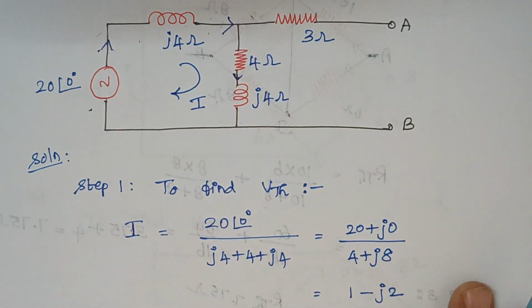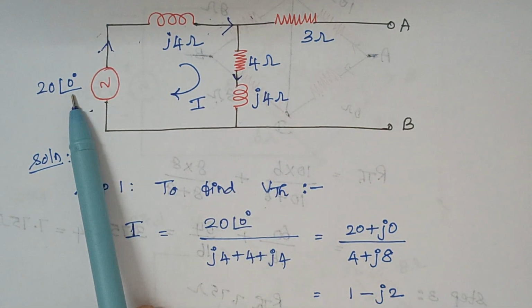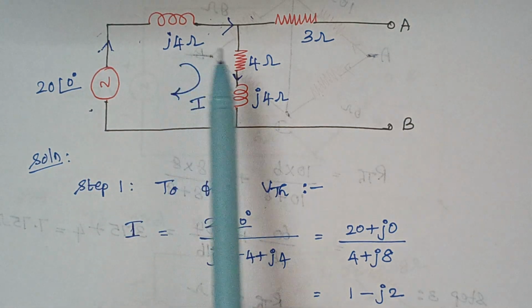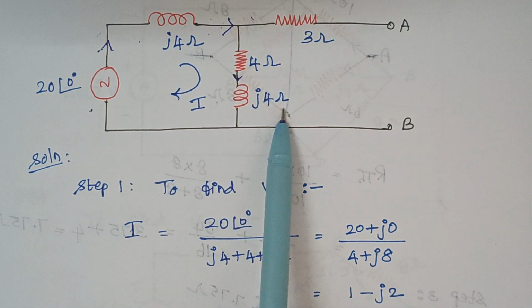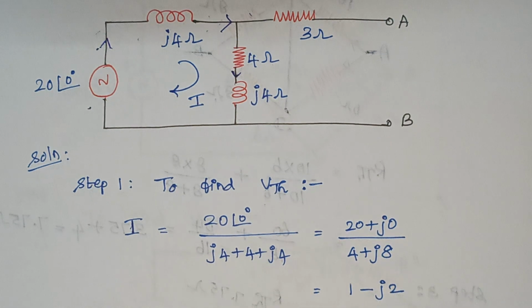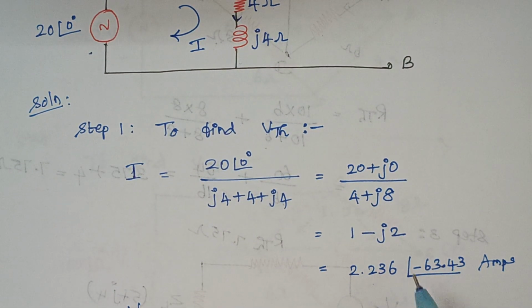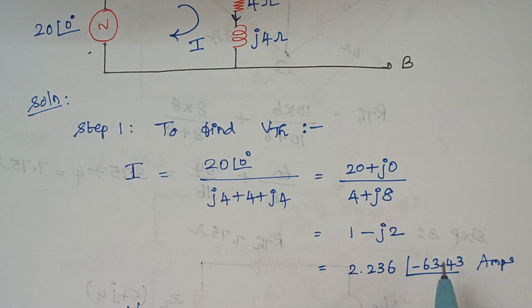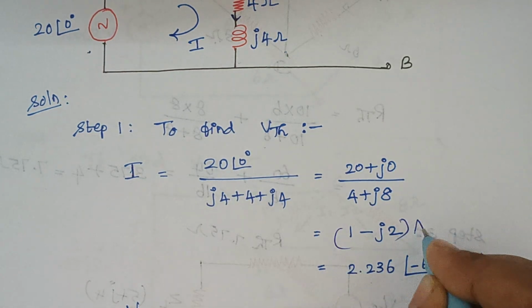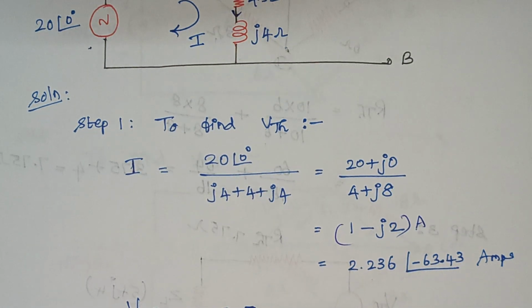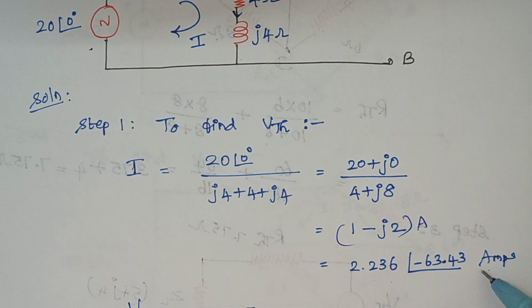So just substitute the values. Here the voltage is 20 and the impedances are J4, 4 and again J4. Once you solve, we end up with the answer as 1 minus J2 amps. When you convert this into polar form, we get the answer like this, right?